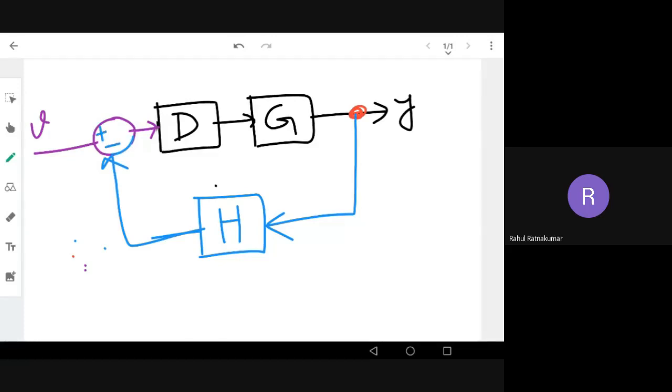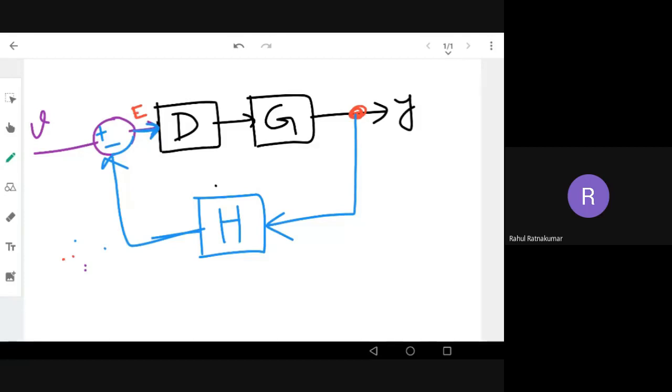So what is the meaning of this? The output is going to gain H and is getting subtracted from the input before going to the gain D. So we can say this is the error function. What is the error? The difference between the input and the output.